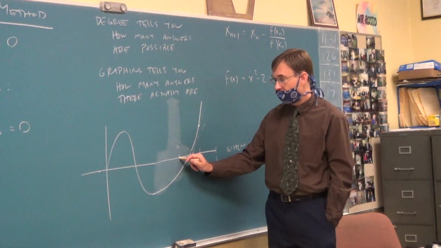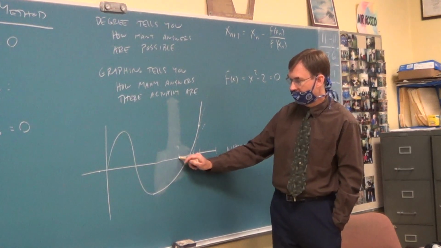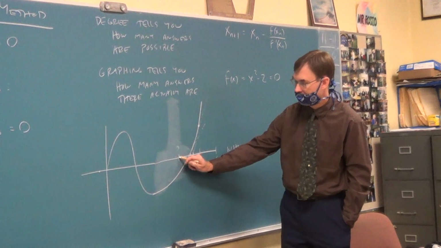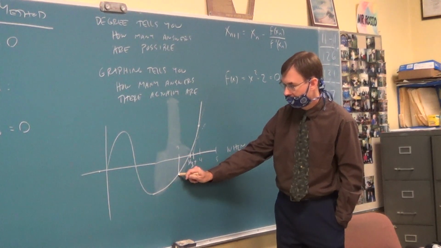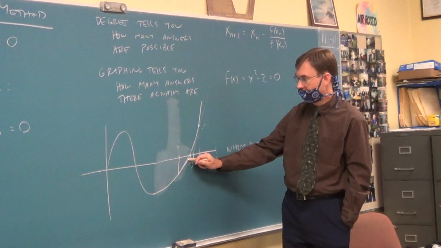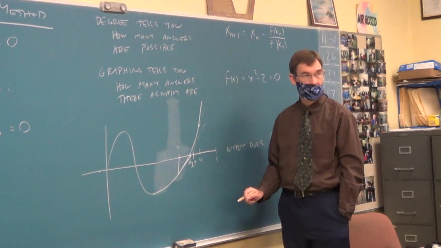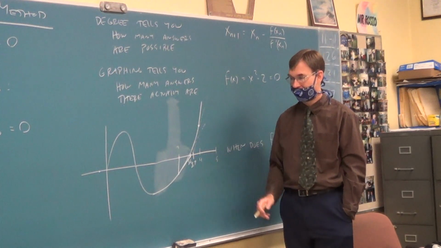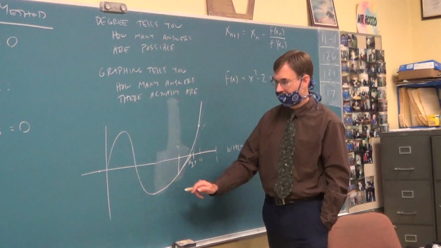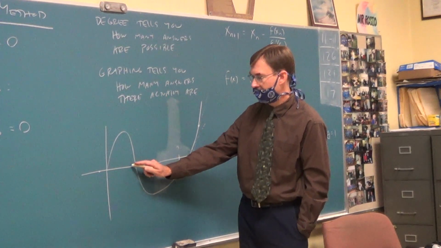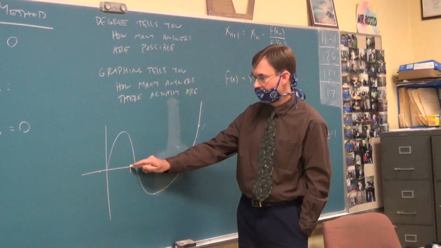If we had started with 3, we'd have still zoomed in on this, but through a different scheme. If my guess was 3, I track to there, and then I follow the slope to land right about there. I still land on basically that same spot. If I were trying to zoom in on this location, maybe I made a guess that's here.